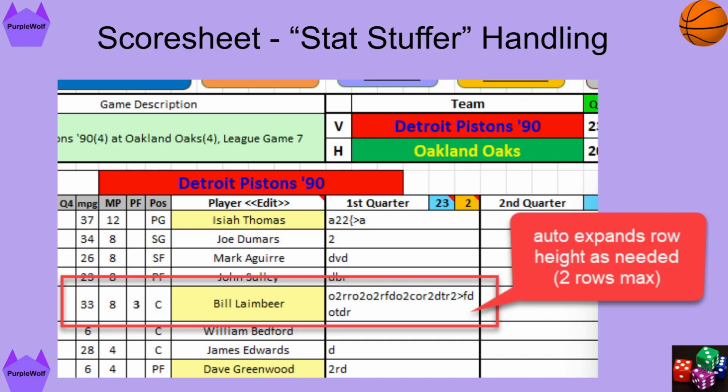Another little feature on the score sheet is what I call the stat stuffer handling feature. So if you have a lot going on for one player in one period, it'll auto expand to handle 2 rows worth of event data. But right now that's the max. I guess it's possible, if you've got somebody scoring a lot, getting a lot of rebounds, and especially if you're tracking maybe the point category, that you could take advantage of this feature. So that is Stat Stuffer.